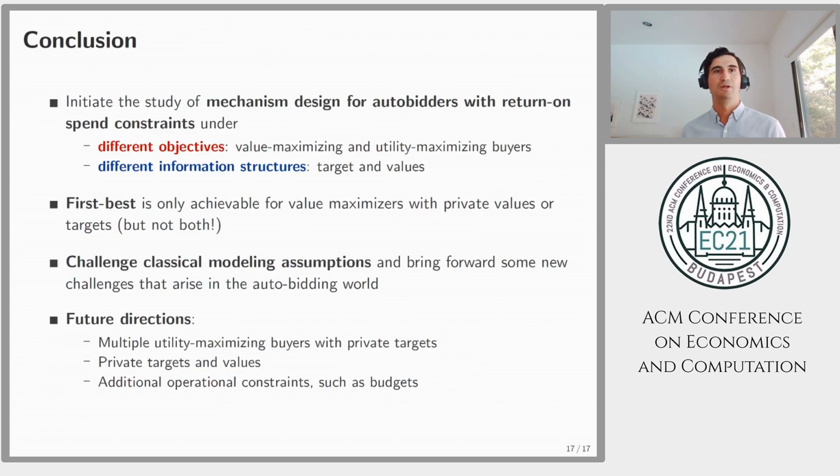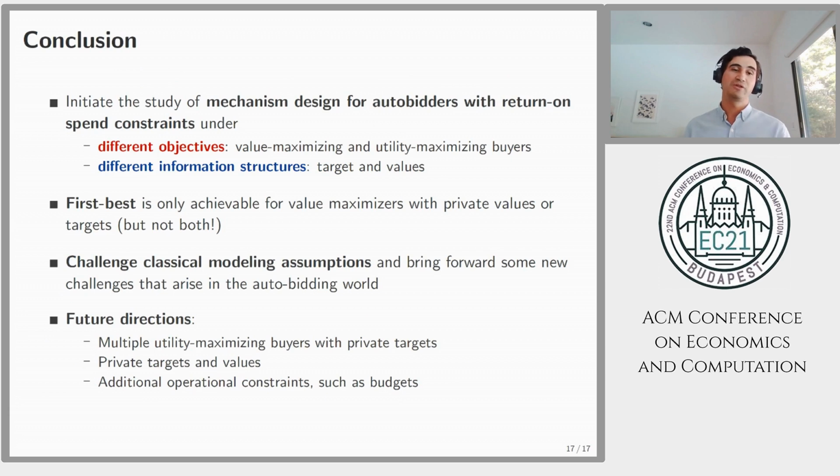So to sum up, here we initiate the study of mechanism design for auto-bidders with return on spend constraint. We explore different objectives and different information structures. We show that first best is only achievable for value maximizers with private values or targets, but not both. And in doing so, again, we are challenging classical modeling assumptions, and we also hope to bring forward some new challenges that arise in the auto-bidding world.